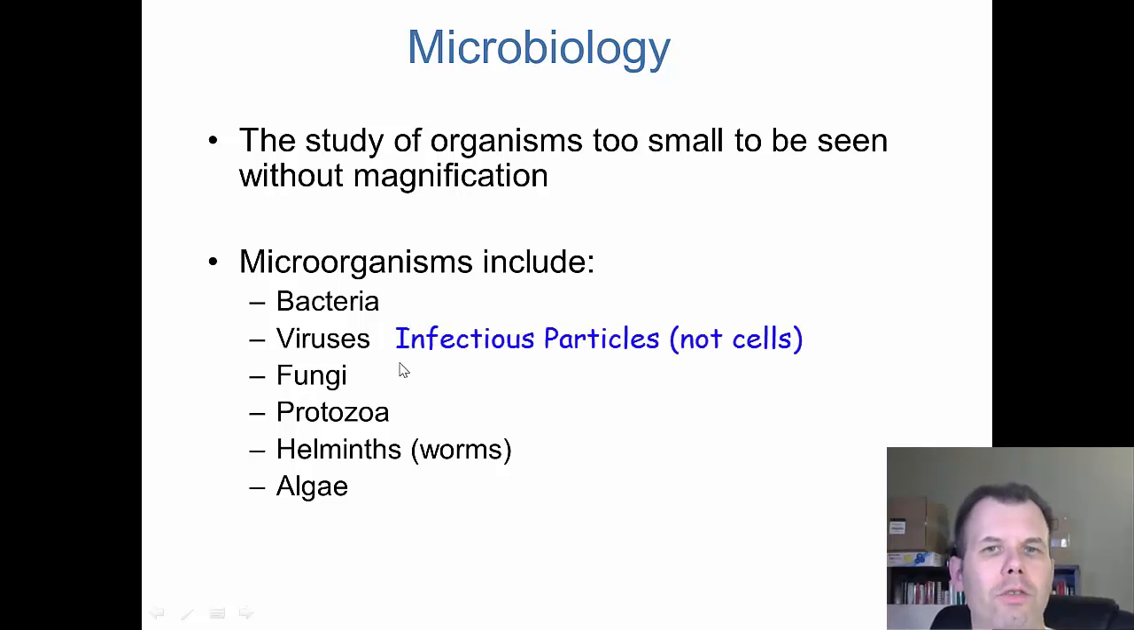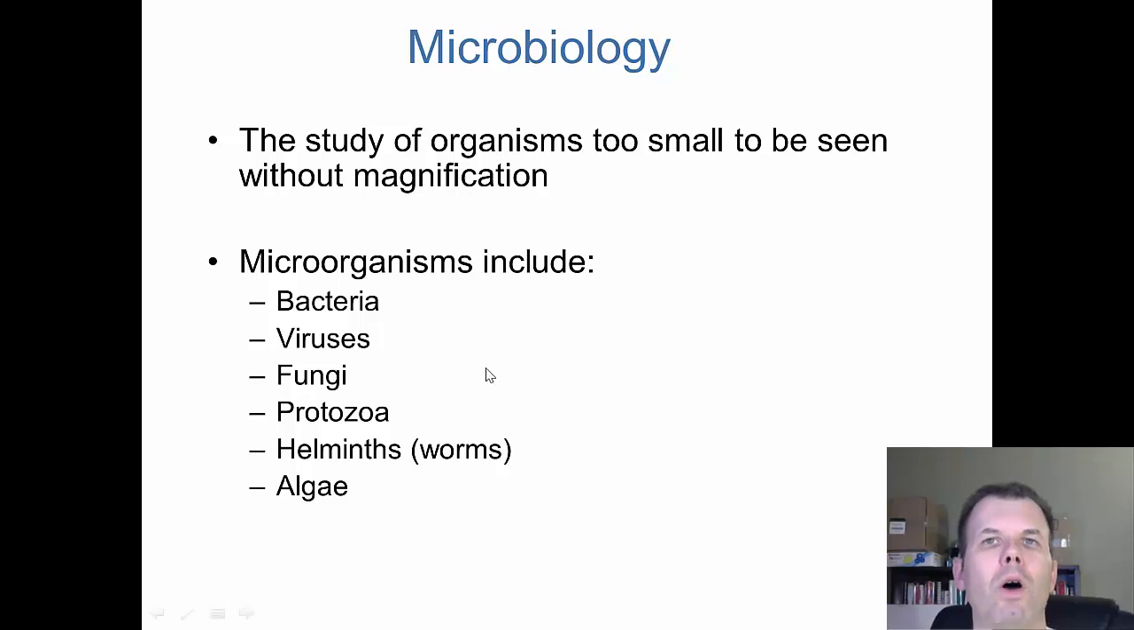They're called infectious particles, and because they are made up of protein and nucleic acid, they're very simplistic. They're even more simple than the bacteria and much smaller. And so we'll talk a little bit about those, and again in chapter 6. We'll also discuss a little bit about the fungi, protozoa, helminths, and algae.